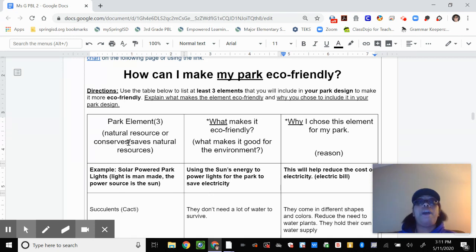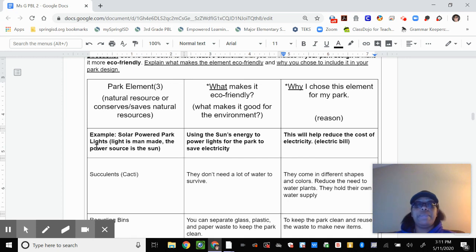Okay? So your park element should be a natural resource or something that conserves or saves resources. The second column should be what makes it eco-friendly, so what makes it good for the environment, so that's your explanation. And then again, your last column is your reason.